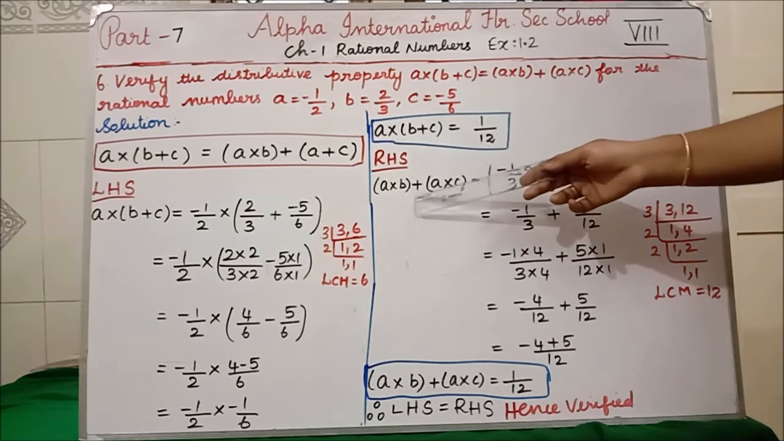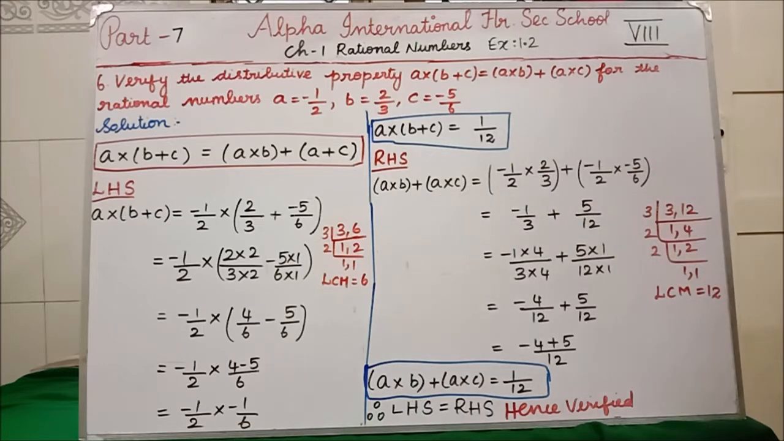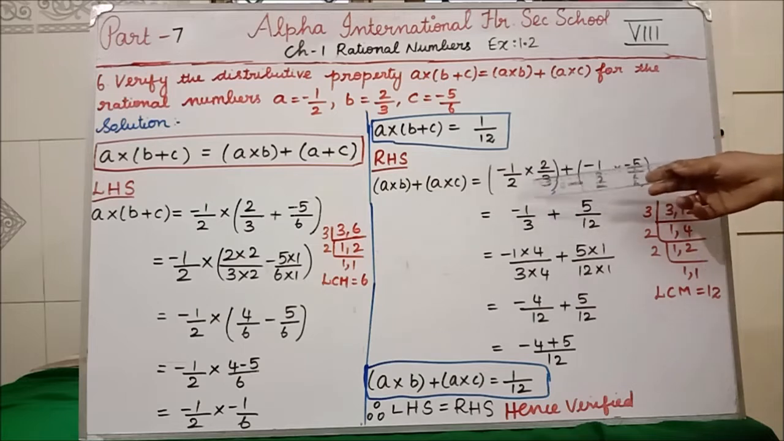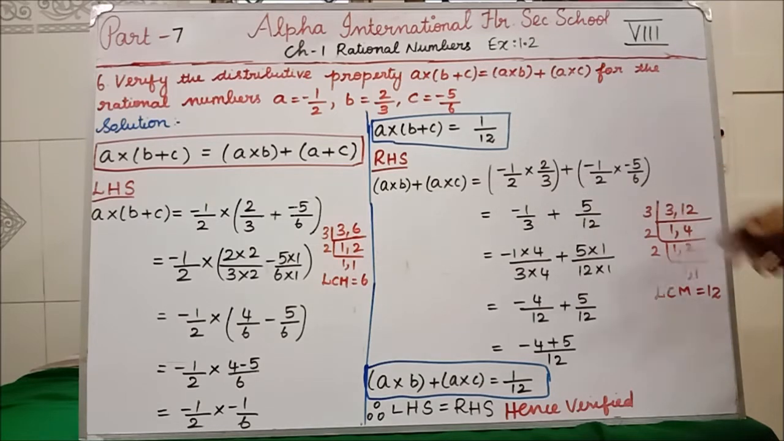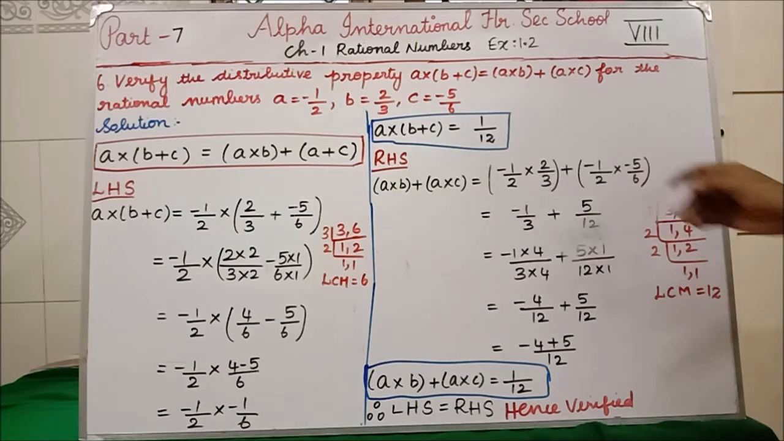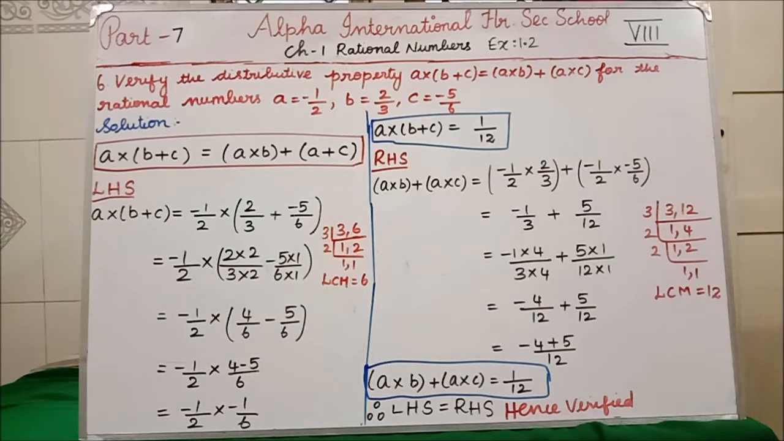A into B plus A into C is equal to, A value is what? Minus 1 by 2 into B value, which is 2 by 3, plus A value, minus 1 by 2, into C value, which is minus 5 by 6. Clear, all of you? Next step, since we are having multiplication, we have to see if anything is getting cancelled. See here, this 2 and this 2 are getting cancelled. So we can cancel now.